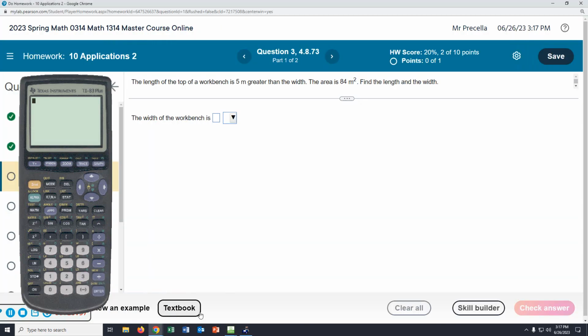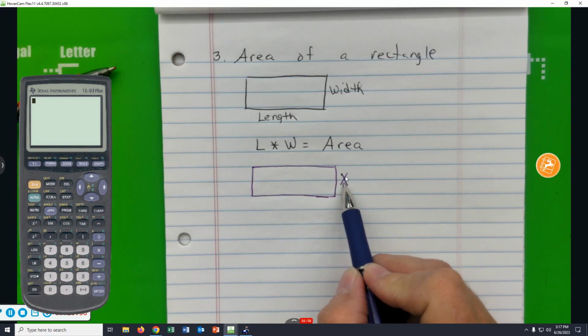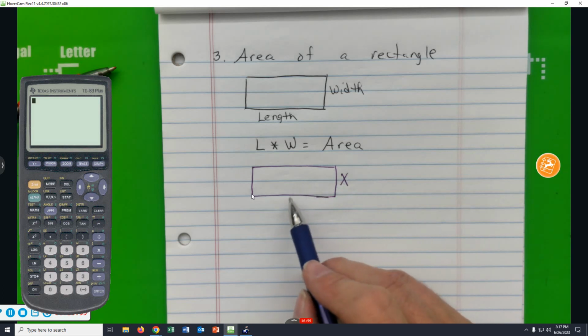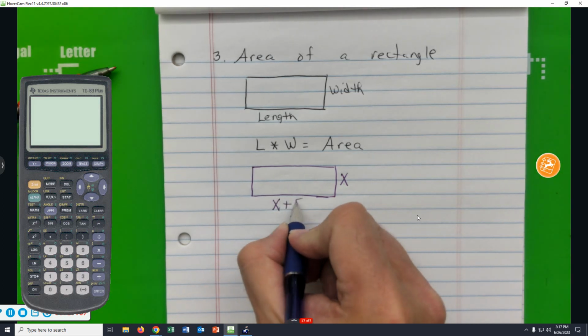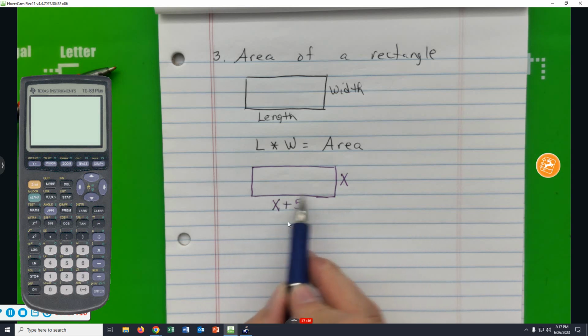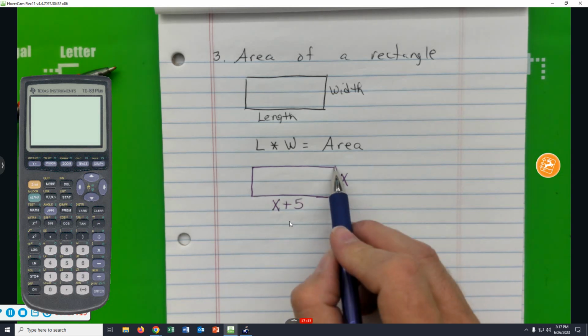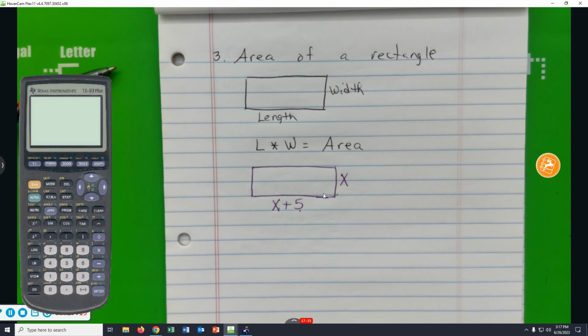Notice how many times we go back and reread the problem as we're synthesizing this information they've given us. The length is 5 meters greater than the width. So we don't know anything about the width. I would say that width is the unknown. I'll call that width x. So the length is 5 meters, it's a workbench. So that would be x plus 5. Notice how the length is longer than the width. It's 5 meters longer than the width.